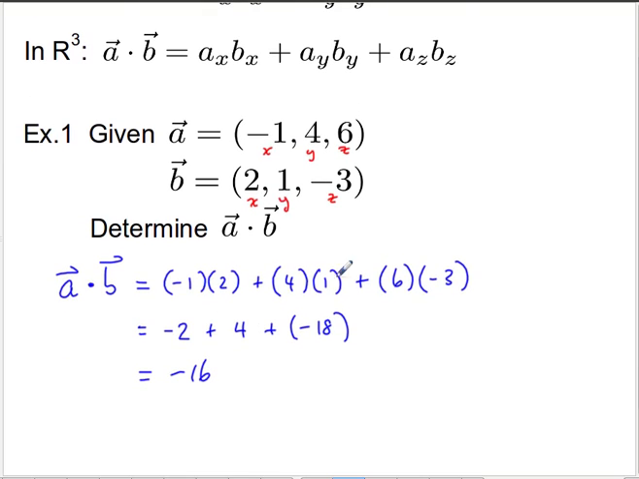which is a much quicker way. If you have components, that's far faster than having to figure out the angle between them, figure out the magnitudes of the individual vectors, only to end up with this fairly simple result. So this new approach, dealing with the dot product algebraically, is a real shortcut depending on the information that we have.